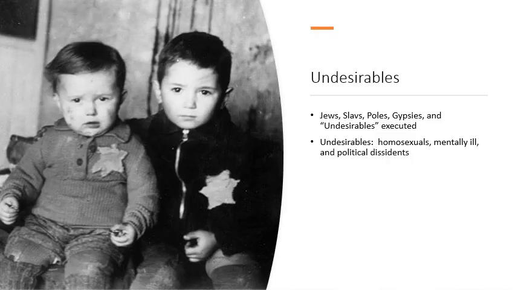So as the war began to turn, the Nazis, with their racist philosophy, began to try to rid the German state of what they saw as enemies of the state. These were racial enemies. These were other ethnicities, other nationalities that they did not want. But they were also undesirables. So Jews, Slavs, Poles, Gypsies, and undesirables were executed. Undesirables were homosexuals, mentally ill people, and political dissidents. Those who disagreed with the Nazi philosophy were put to death. So that is, the Germans were trying to kill and execute people that they did not want in their state.